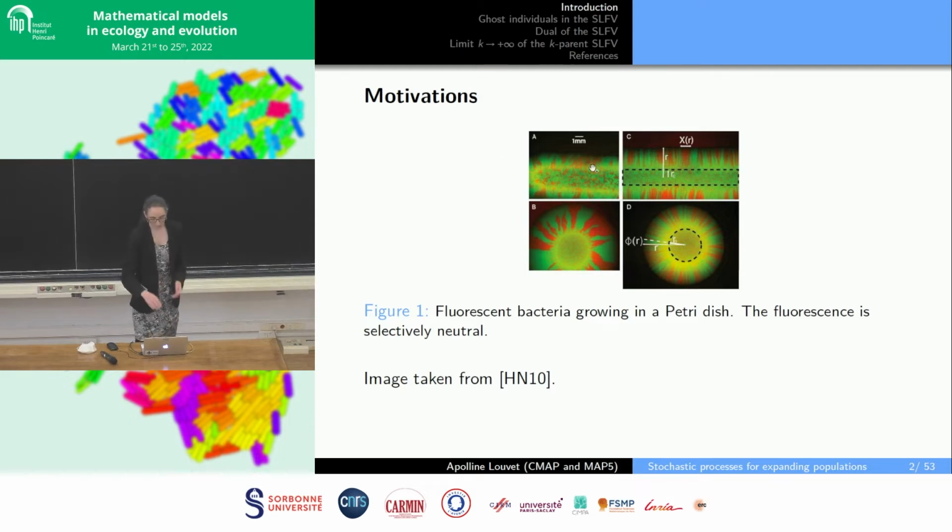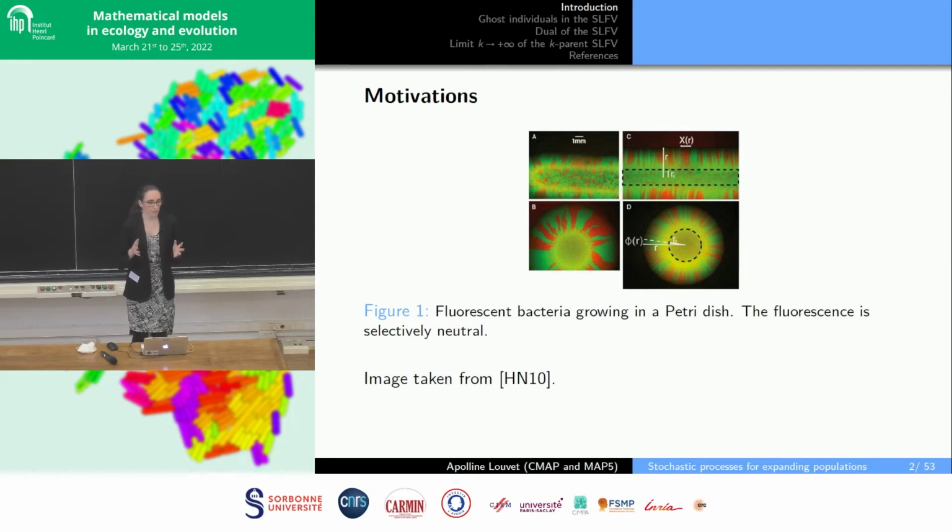So the bacteria or yeast on the right are put in at the center of the Petri dish, and they are let to grow. And what you observe is that very quickly at the front, but still on a fairly large area actually, you observe a sectorization of the population. In some areas, all bacteria are green, and in others, all are red.